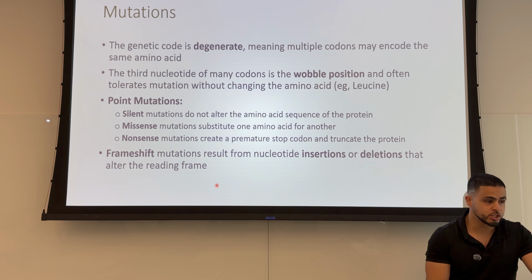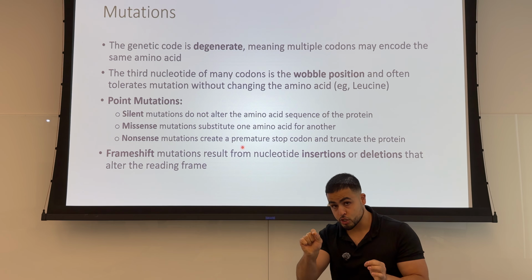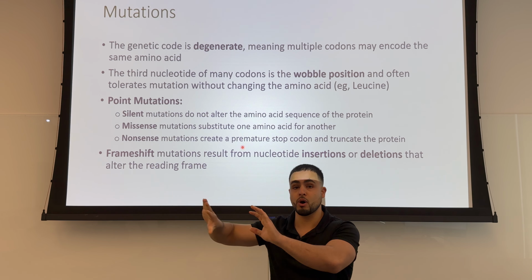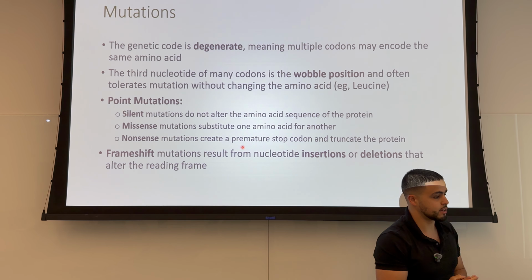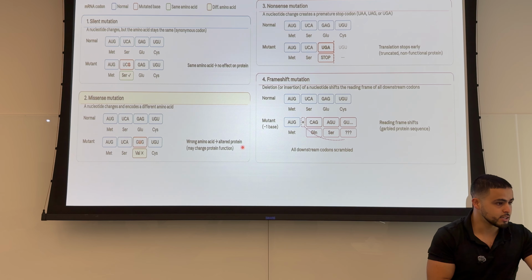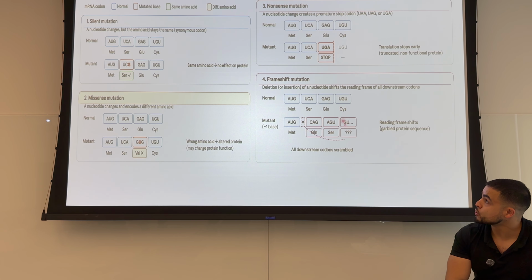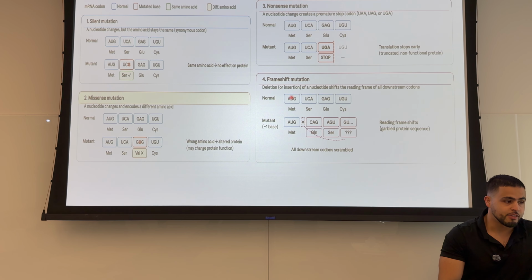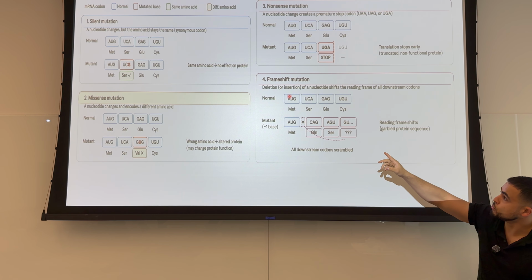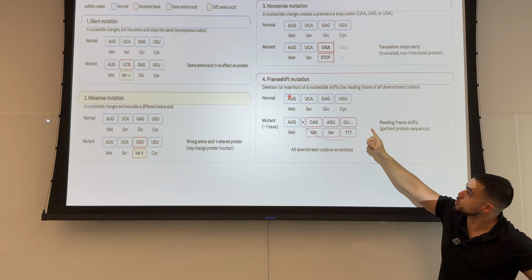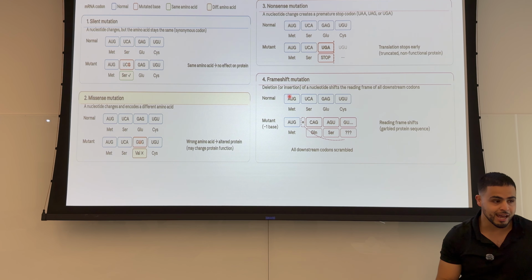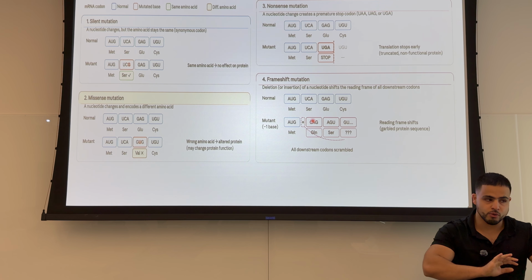A frameshift mutation results from the insertion or deletion of a nucleotide, which is going to throw off the entire nucleotide sequence, as we'll see in this slide. Let's start off with that most complex one, the frameshift mutation. You can see right here the normal sequence was AUG, UCA, GAG, UGU. Now, we only deleted one of these nucleotides, specifically U. So you wind up with AUG, CAG, and you throw off the rest of the sequence.